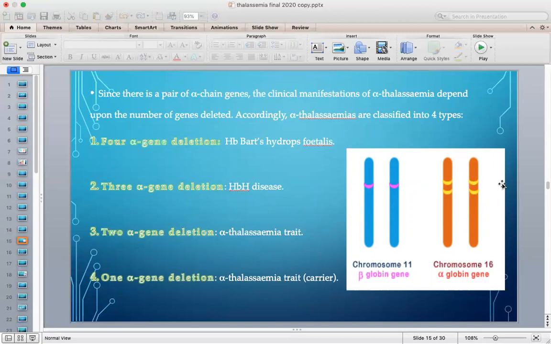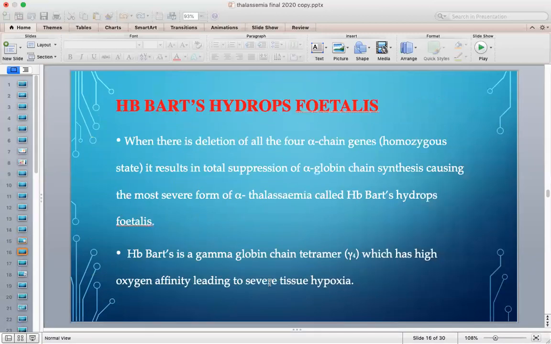أما 4 جين ديليشن يعني كلهم منحذفون، فراح يسوي لي hydrops fetalis which is incompatible with life. أو 3 جين ديليشن فراح يسوي لي هيموغلوبين اتش لأنه عندي 3 انحذفوا. أو 2 جين ديليشن راح يسوي لي تريت، يعني إذا شلنا 2 يبقى بس 2 راح يسوي لي تريت، أو إذا انشال واحد أيضا يسوي لي ألفا ثلاسيميا تريت.